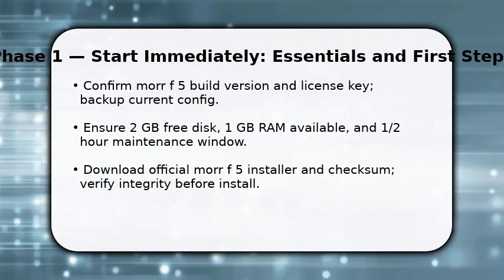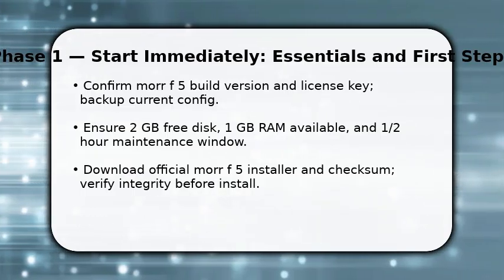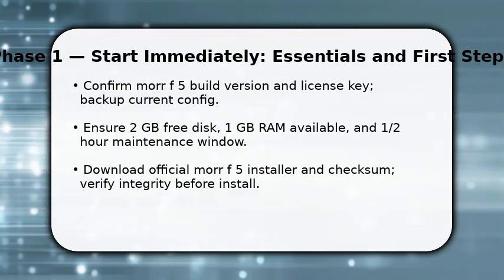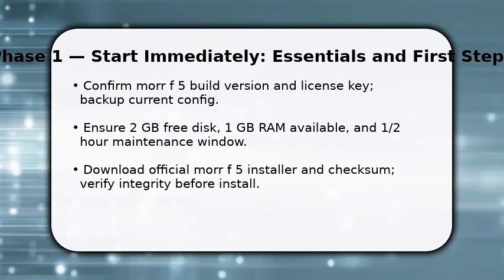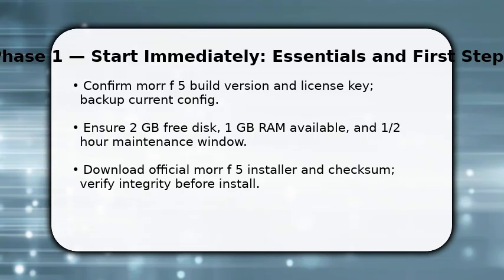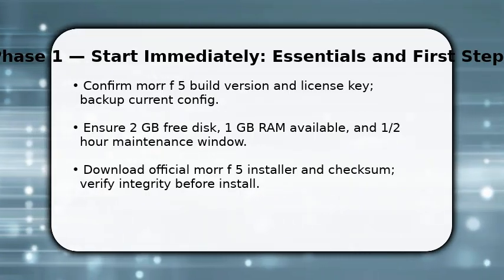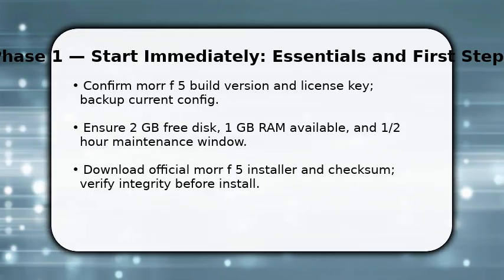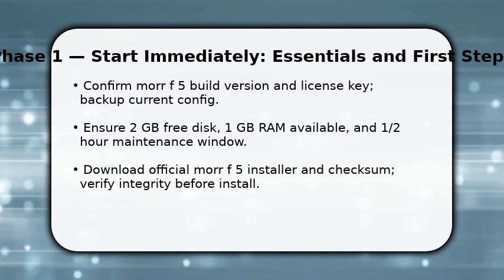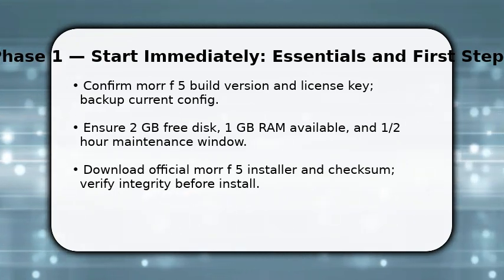You start by confirming the Morr F5 build and licensing. This prevents incompatibility later. Once done, back up your existing config and data. Make sure the backup is restorable. Next, check system resources, 2 GB free disk and 1 GB RAM minimum. Then download the official installer and verify the checksum. This step avoids corrupted installs. Finally, prepare a 30-minute window, because the first run initializes databases and services that need uninterrupted.